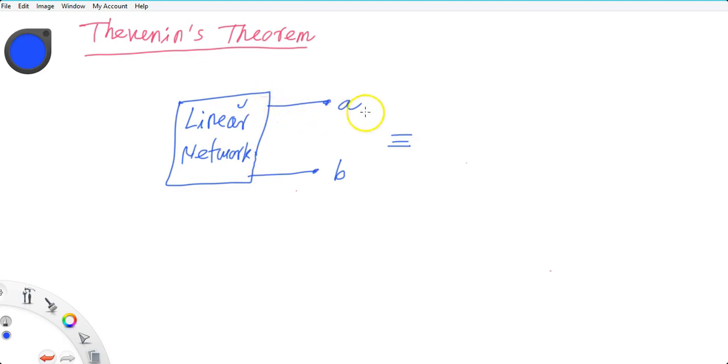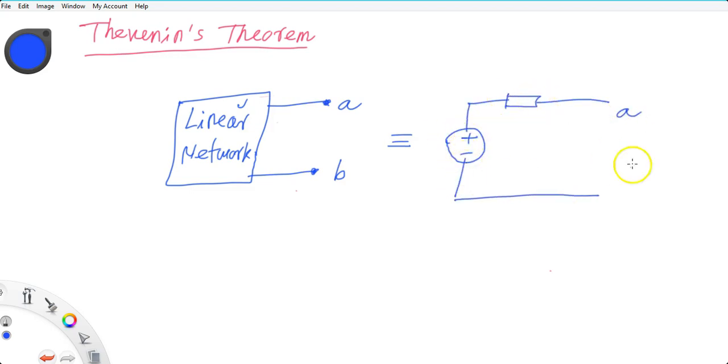A linear network at the terminal AB can be represented like this. VTH is the open circuit voltage. Measure this voltage, this will be your VTH, and ZTH is the impedance looking back from terminals A and B towards the network, replacing the independent sources with their internal impedances and keeping dependent sources operating. Let us move to an example to have a complete understanding of the theorem.